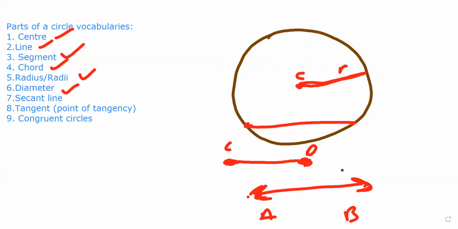Let's go to the diameter now. If we extend this radius through the center and go to the other end right there, what we call this is also a chord, but it's a special kind of chord that passes through the center of the circle, and we call this the diameter. So the diameter is a chord that passes through the center of the circle, only the center.